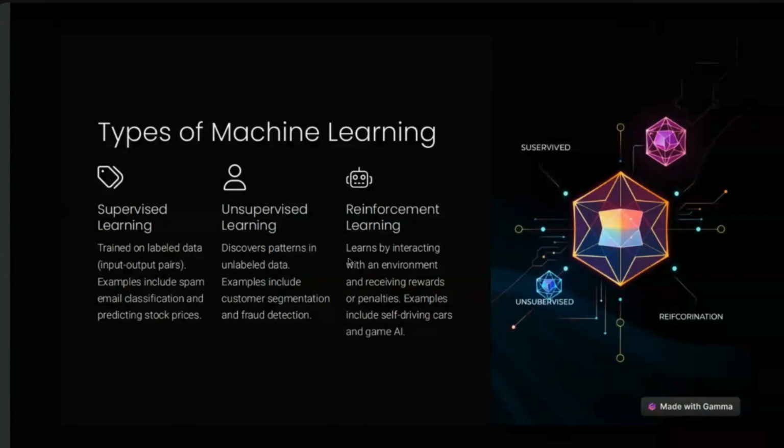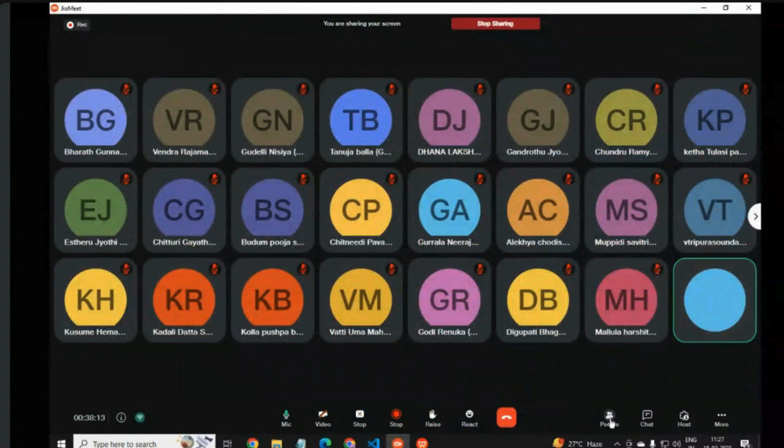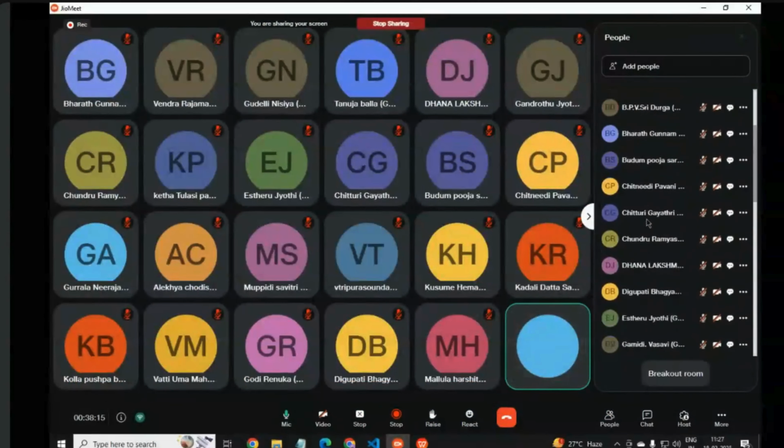So, learn by interaction. We have to see reinforcement learning. Learn by interaction with an environment. Okay, please mute. Who is this? Whose mic is this?